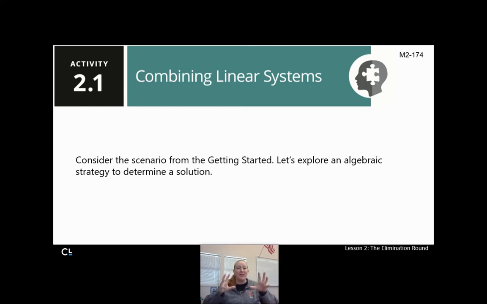So remember our scenario from the getting started activity, right? The whole comic gurus group, and we said the female group members outnumbered the male members by 34, that there was a total of 324 people in the group, right? Remember all this. We just did this together in class. So let's see if we can come up with an algebraic strategy to determine the solution. We kind of reasoned our way through it earlier, but let's see if we can actually write some equations and use algebra to solve these.